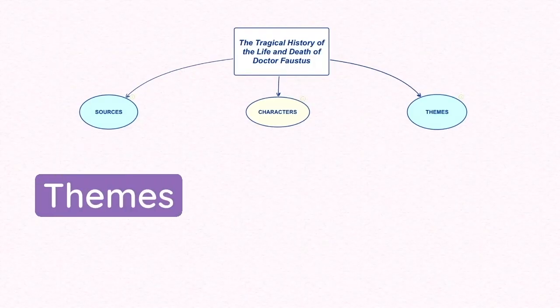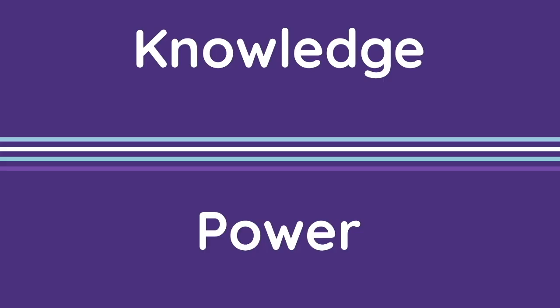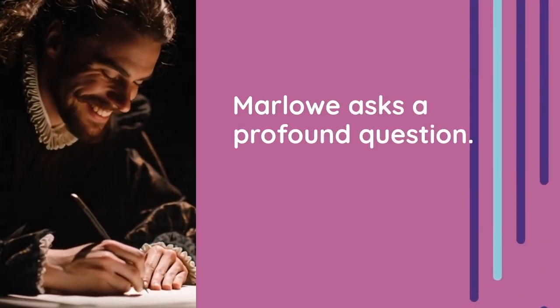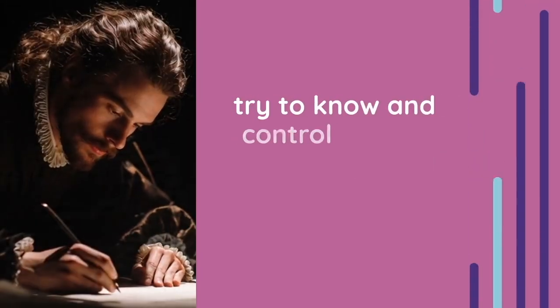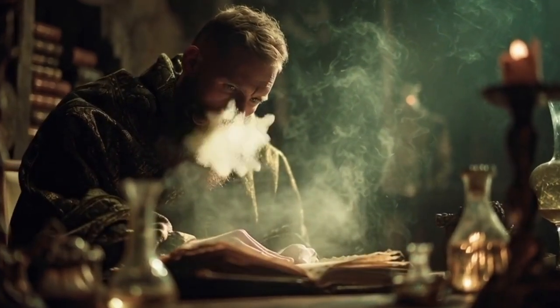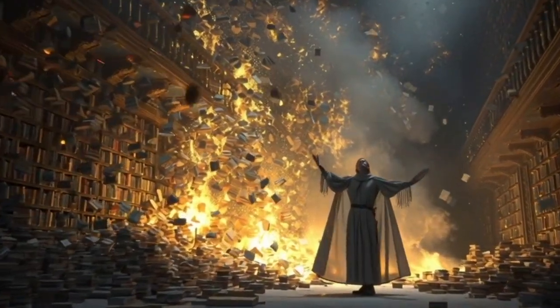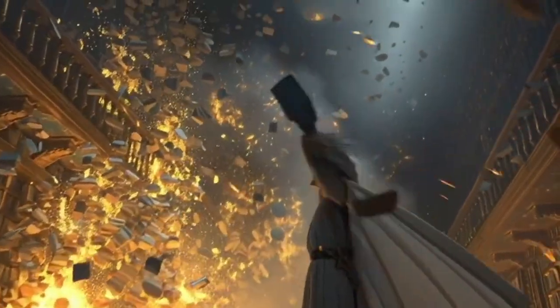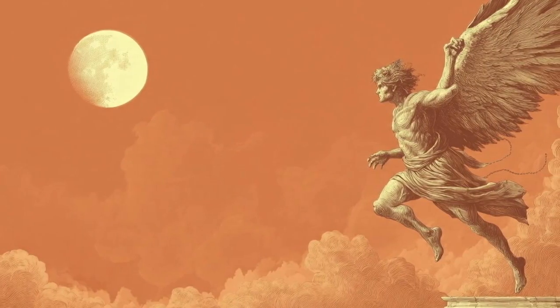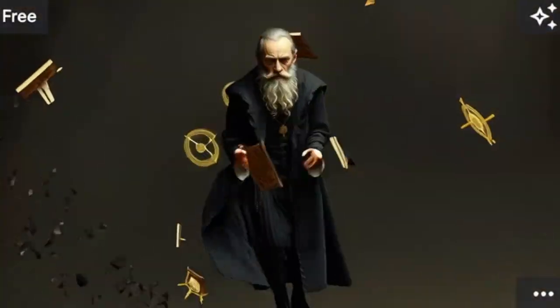On the right of the mind map, we place themes. This is where meaning becomes clear, isn't it? Well, it should be. First, the play explores knowledge and power. Marlowe asks a profound question. Should human beings try to know and control everything? Faustus believes that limitless knowledge will make him almost godlike, but the play suggests that knowledge without moral responsibility leads to destruction rather than greatness. Think of Faustus like someone who flies too close to the sun. The higher he rises, the harder he falls.